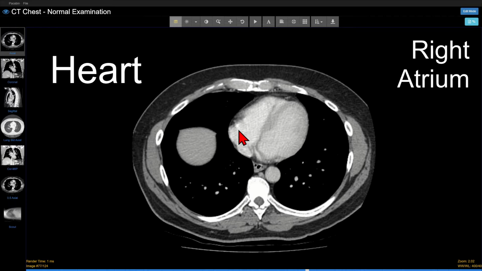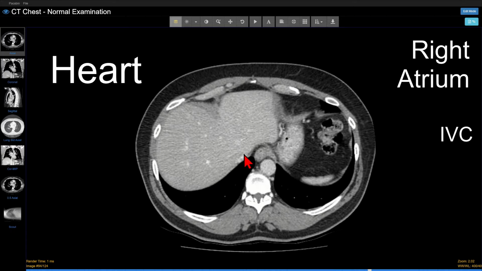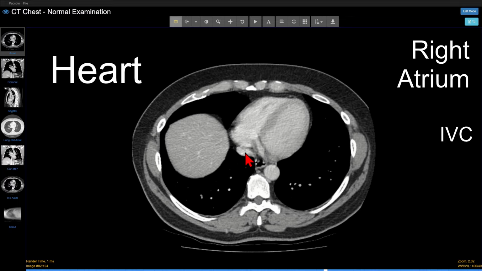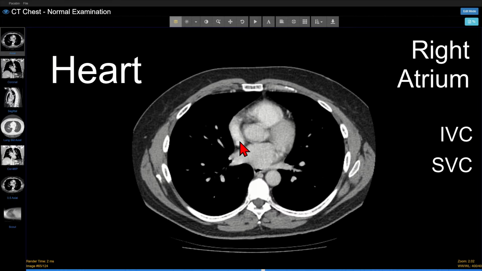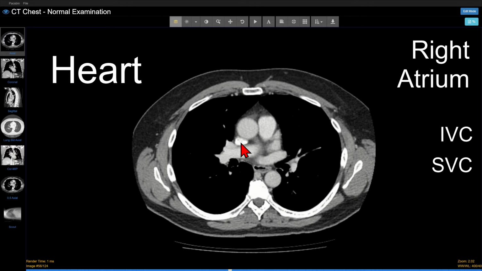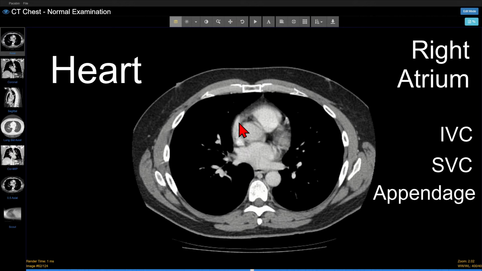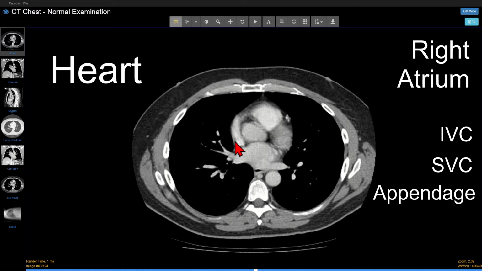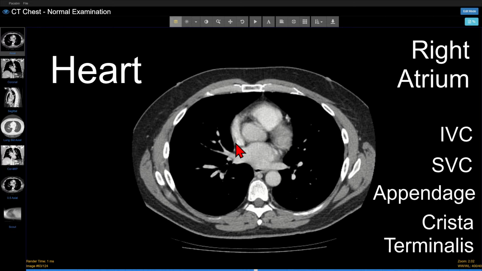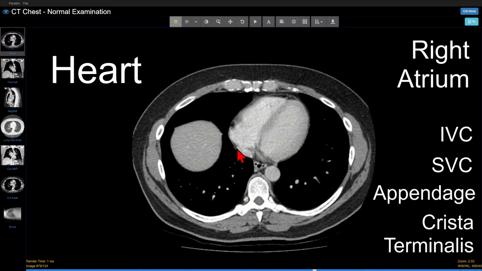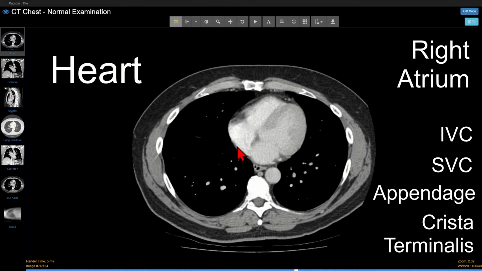So this here is the right atrium, which is where the major systemic veins drain, namely the inferior vena cava, or IVC, which defines the right atrium. This is coming from the lower body, and the superior vena cava from above. This here is the right atrial appendage, and you can see this structure here as well, called the crista terminalis, which is a muscular ridge running from the superior vena cava down to the IVC. It's a normal structure and not a clot.